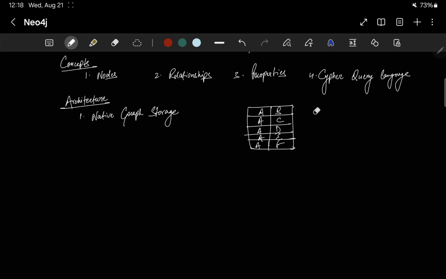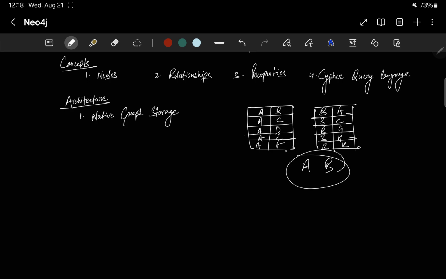And let's say there is another person, B. B is friends with A, obviously. B is friends with C, B is friends with G, B is friends with H, and B is friends with K. Now, if you have to find the mutual friends, how many mutual friends there are between A and B, you will have to join these two tables, right? And only then you will be able to find out.